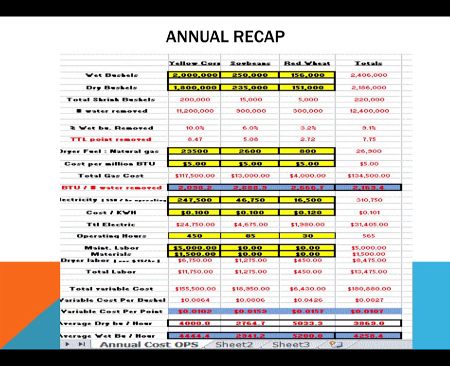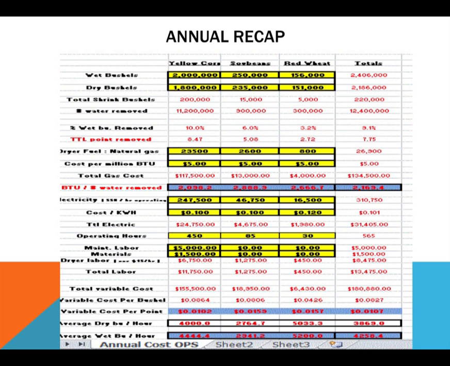And also in here is this efficiency measure right here of BTU per pound of water removed. This happens to be corn, beans, and wheat. You can change these columns to, you know, facility A, facility B, facility C, however you want to do it. You can modify that.